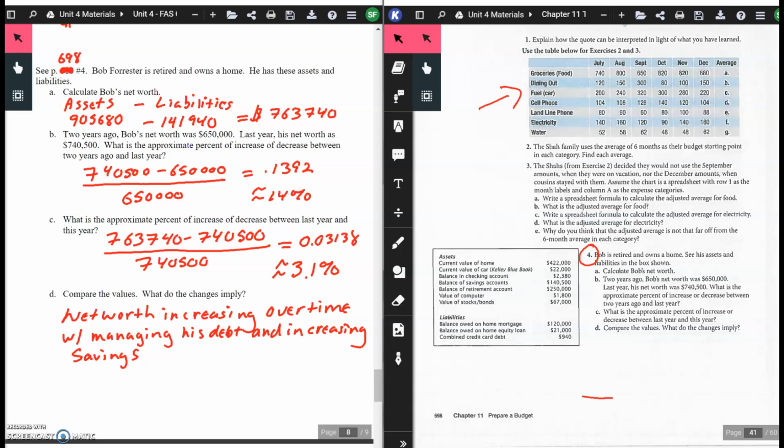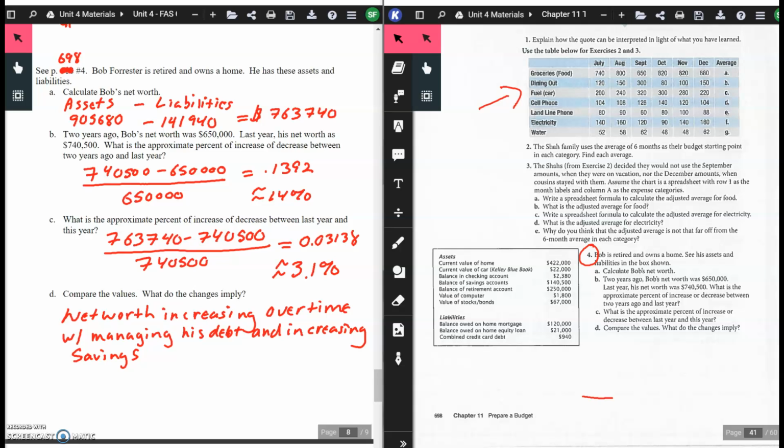Subtract off your liabilities. These are things that you owe money on. So you're going to add all those up: $120,000, $21,940, and that's $141,940. Subtract the two. So assets minus liabilities gives you your net worth of $763,740. Two years ago, Bob's net worth was $650,000. Last year, his net worth was $740,500. What is the percent increase?